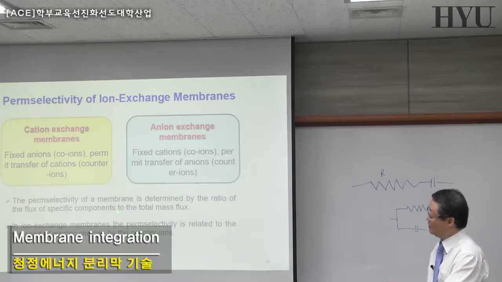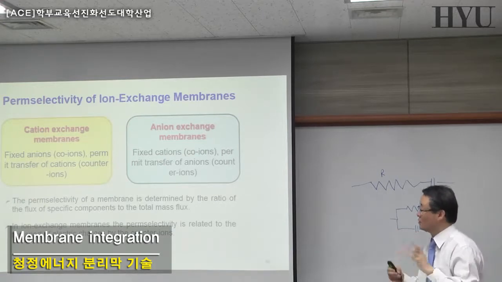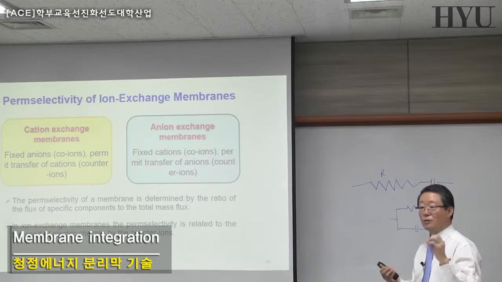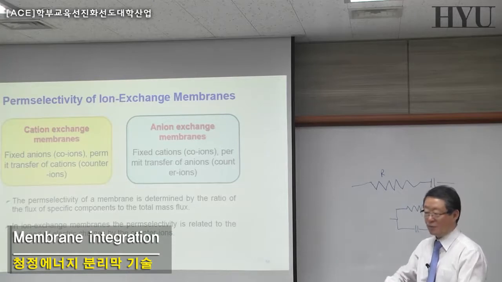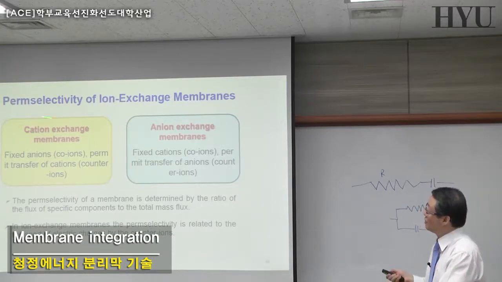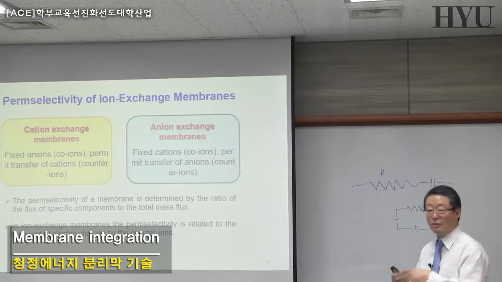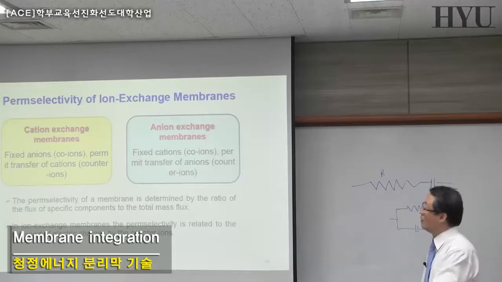Permselectivity is determined by the ratio of this specific component to the total flux. You measure the flux of cation transfer and anion transfer, divided by the total mass flux, and that is your permselectivity. So you have to measure the transport of ions through the membrane to determine the permselectivity.